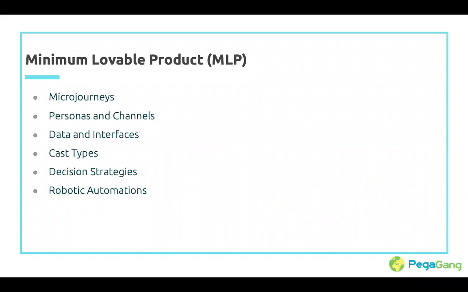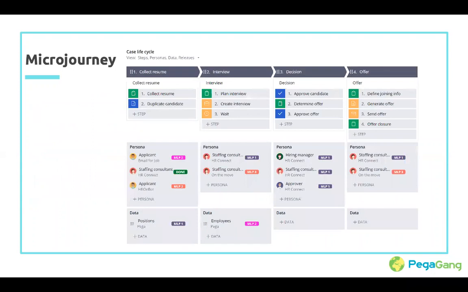And then we're going to talk a little bit about data and interfaces, case types, decision strategies, and robotic automations. But this is more of an overview slide for you. I'm not going to spend too much time in this session. We'll definitely spend quality time on these things later. But I just wanted to give you a feel for what a micro journey talks about and how all these elements are going to be a part of that micro journey in the next slide. So without waiting long, let's move.